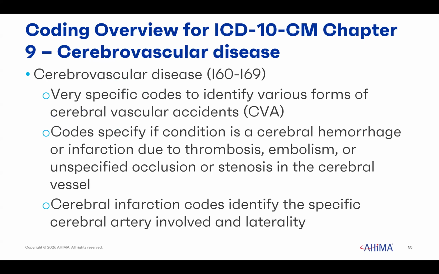Okay, I think we left off here. Now we're going to talk a little bit about cerebral vascular disease. These are codes that fall into code categories I-60 through I-69. These are very specific. They describe the various forms of cerebral vascular accidents, otherwise referred to as strokes. These codes will tell us whether a condition is a cerebral hemorrhage or an infarction due to thrombosis, embolism, or unspecified occlusion or stenosis. Cerebral infarction codes identify the specific cerebral artery involved and the laterality.